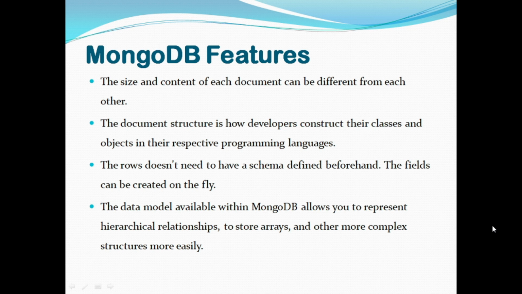Now the last point: the data model available within MongoDB allows you to represent hierarchical relationships, to store arrays and more complex structures more easily. It means in MongoDB we can store graphical data like bar charts, pie charts, array-format structured data, and some other graphical data can also be arranged in this MongoDB database. So this is all about MongoDB. In the next video, we will be starting the practical.